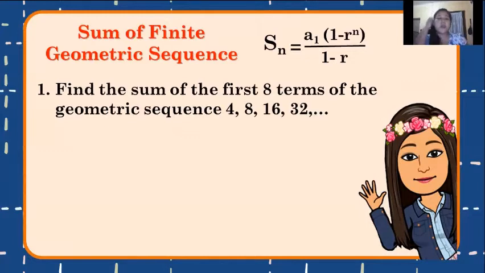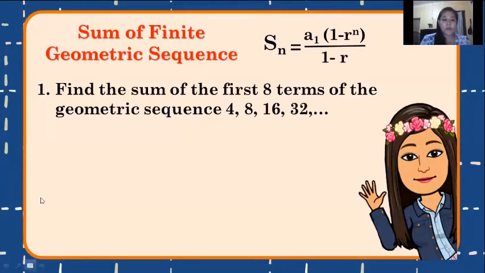Okay, so in the sum of a finite geometric sequence, we're talking here about an exact number of terms that will be added in the geometric sequence. So here in our first problem, we're going to add 8 terms of the given geometric sequence, so from 4 up to its 8th term. Instead of determining the other terms until the 8th term, then adding them, we will use this formula. Okay, let's solve this.